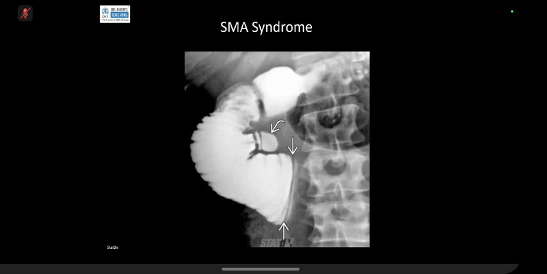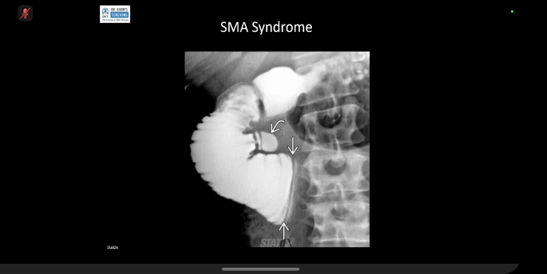Last case of this session is SMA syndrome. SMA syndrome, some or the other patients, in my experience, they come in seasons, and sometimes you see one, and then for 2 years you might not see a case. Basically, anatomy-wise, what happens is that these patients are usually very low BMI.